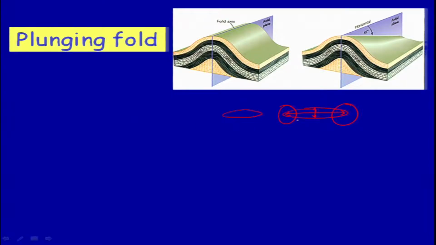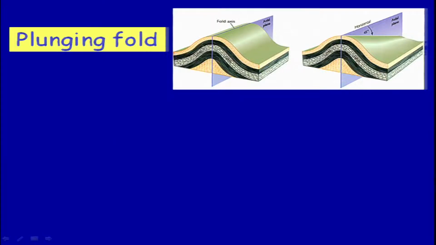What we are looking at is in the plan view, but if you look at the sectional view or the side view, then you will find something like this. So this is a normal anticline. This is also an anticline, but the axial plane has some attitude here. Hence we term this a plunging anticline.